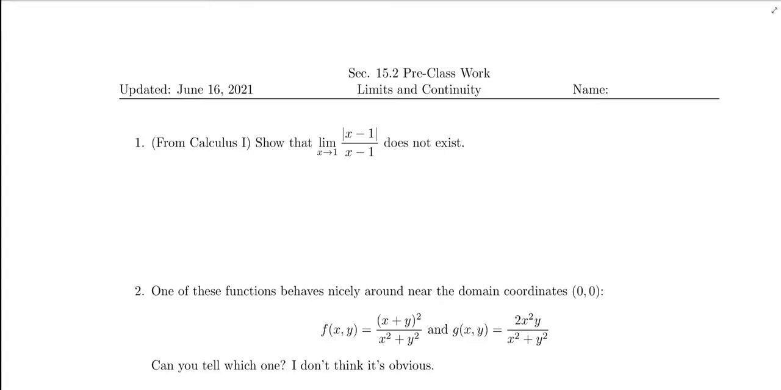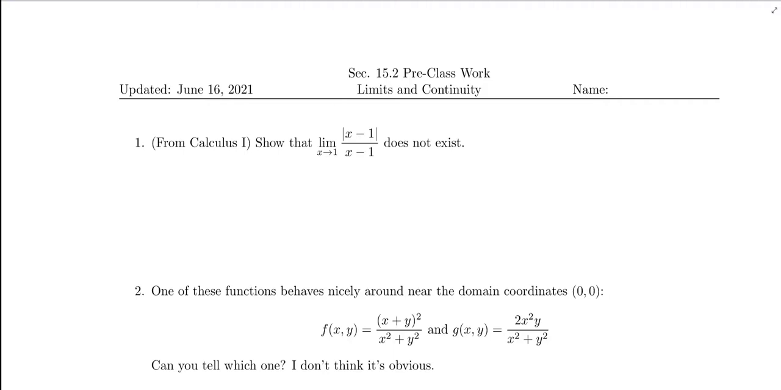Folks, in the previous section we introduced the topic of multivariate functions, that is, functions which have several independent variables. And we now want to begin laying the groundwork to do calculus with these multivariate functions. And of course we can't do calculus without the idea of limits. So that's what we're jumping into here in section 15.2. We want to explore the notion of limits of multivariate functions.